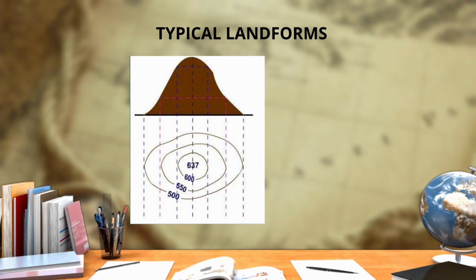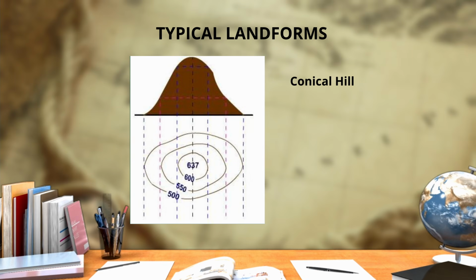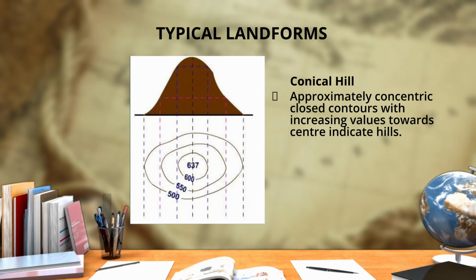Now we are moving on to our typical landforms that we might find in contour maps. Our first landform is a conical hill, which is also known as a pointed hill. A conical hill is an approximately concentric closed contour with increasing values toward the center, indicating hills.